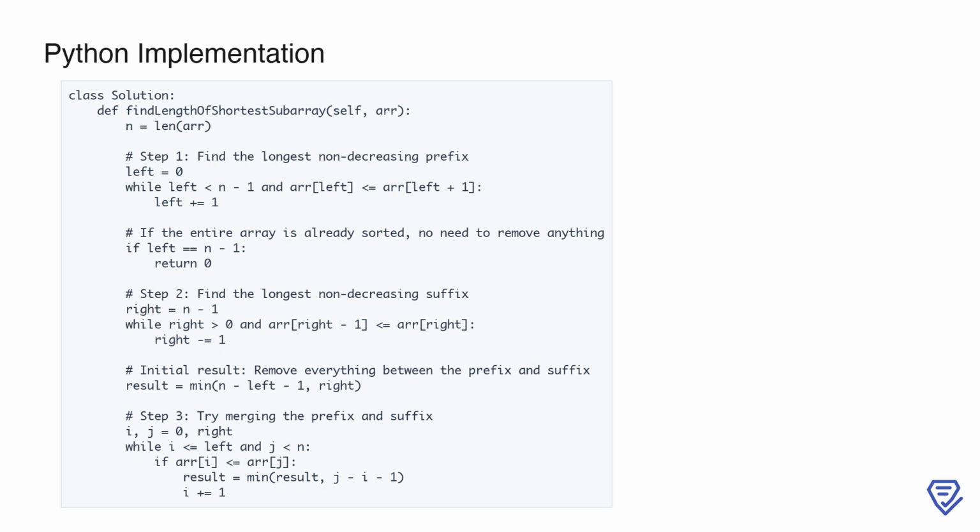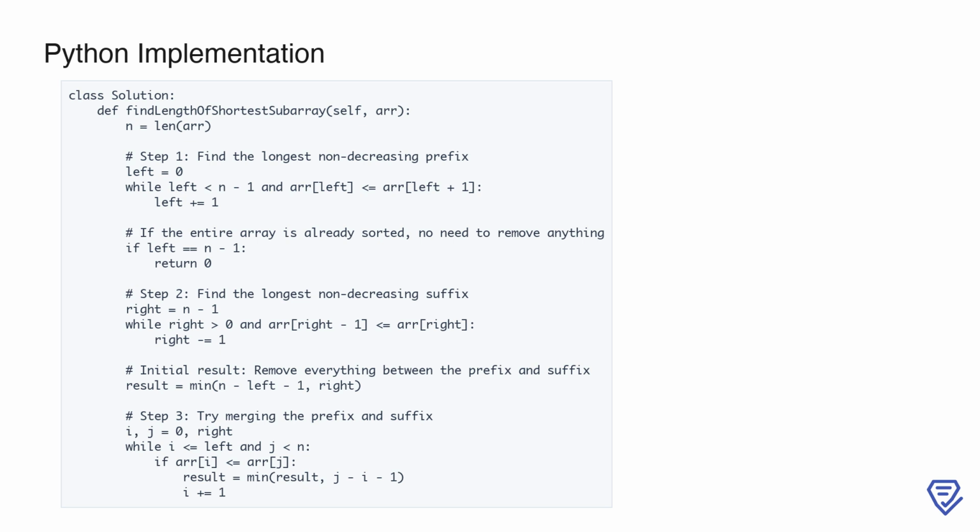In this Python implementation, we start by defining a function findLength of shortest subarray within the solution class. The input is an array arr, and the goal is to determine the length of the shortest subarray that can be removed to make the array sorted. First, we calculate the length of the array, n. Then, in step 1, we identify the longest non-decreasing prefix by initializing a pointer left at the start of the array. As long as the current element is less than or equal to the next element, we increment left. If left reaches the end of the array, it means the entire array is already sorted, and we can return 0 since no subarray needs to be removed.